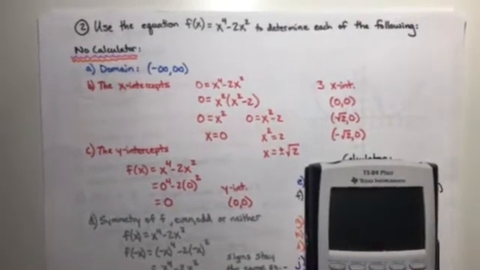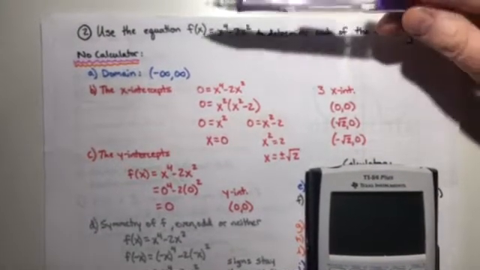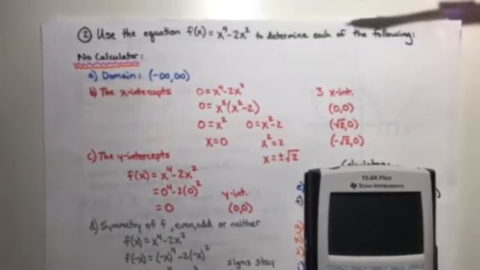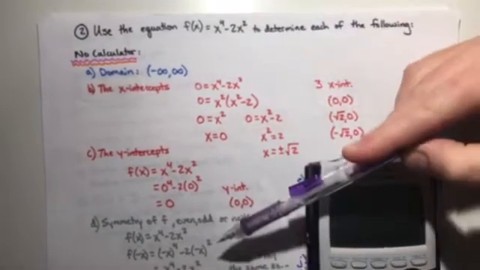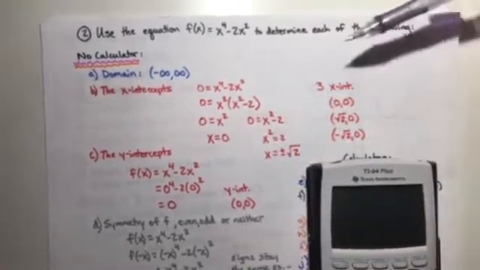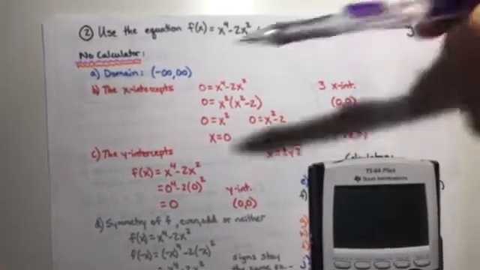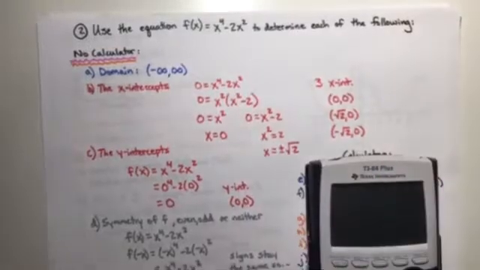So for example 2, we were using the equation f of x equals x to the fourth minus 2x squared to determine each of the following. So we had some problems with the calculator and these are with the calculator. The first part was without our calculator.